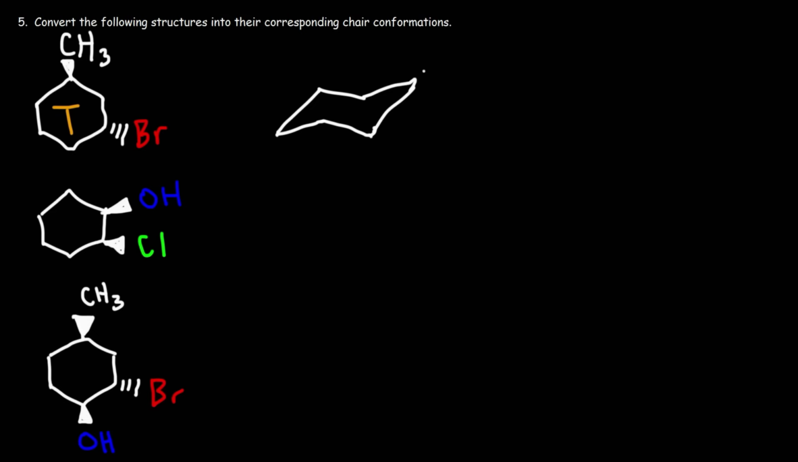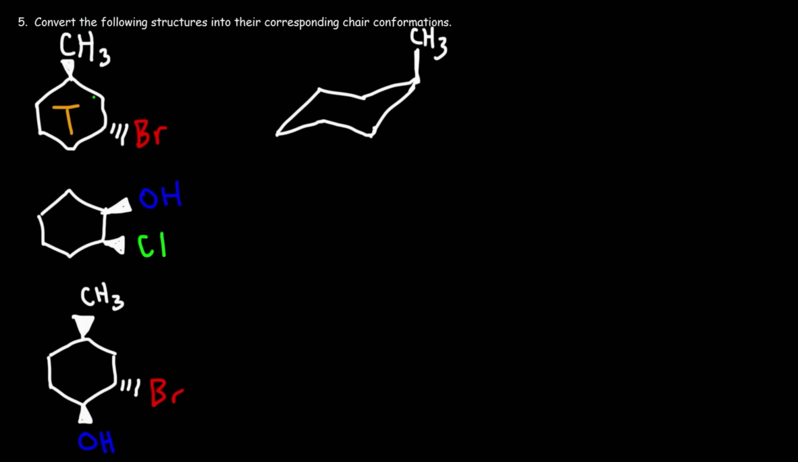So let's put the methyl group on the first carbon at the top. Now notice that the methyl group is on the wedge, which means it's coming out of the page. Therefore, we're going to put it in the up position. Now the bromine atom is on the dash line. It's on the hatch wedge, so it's going into the page. This is coming out of the page, that's going into the page. So for into the page, we're going to put the bromine atom going down.